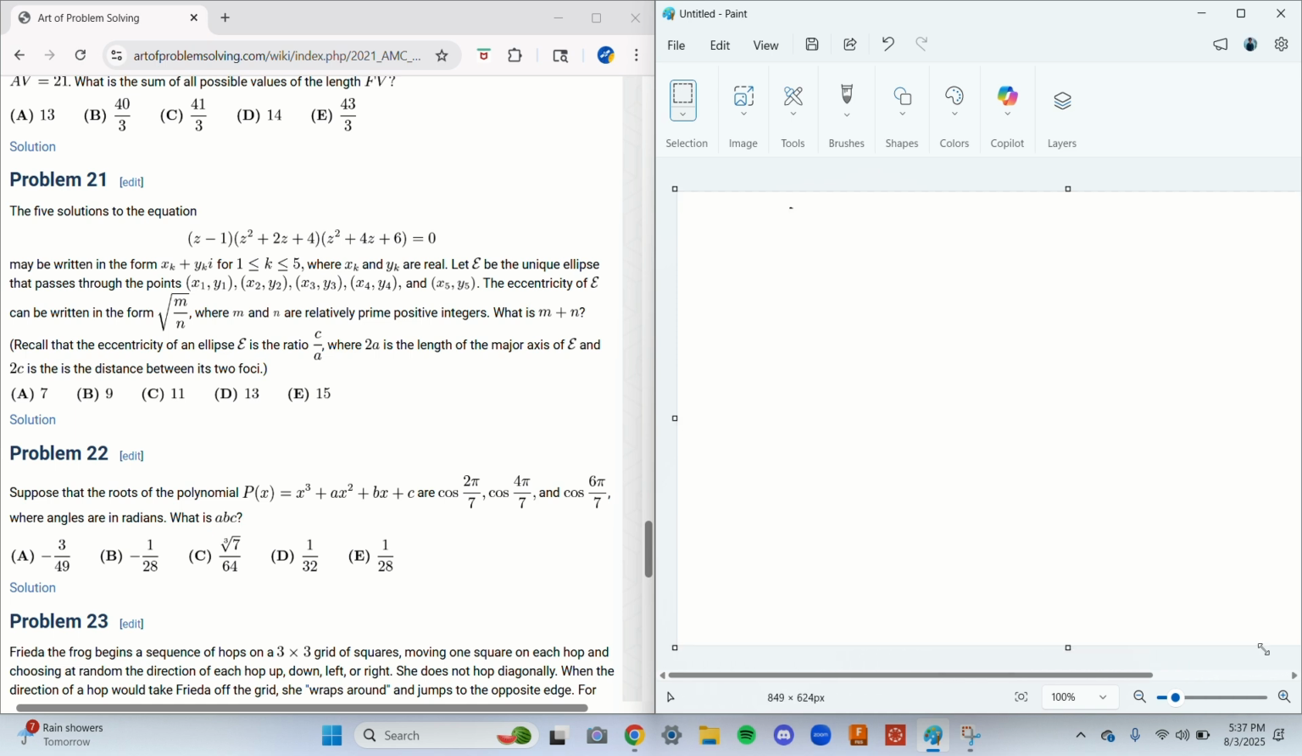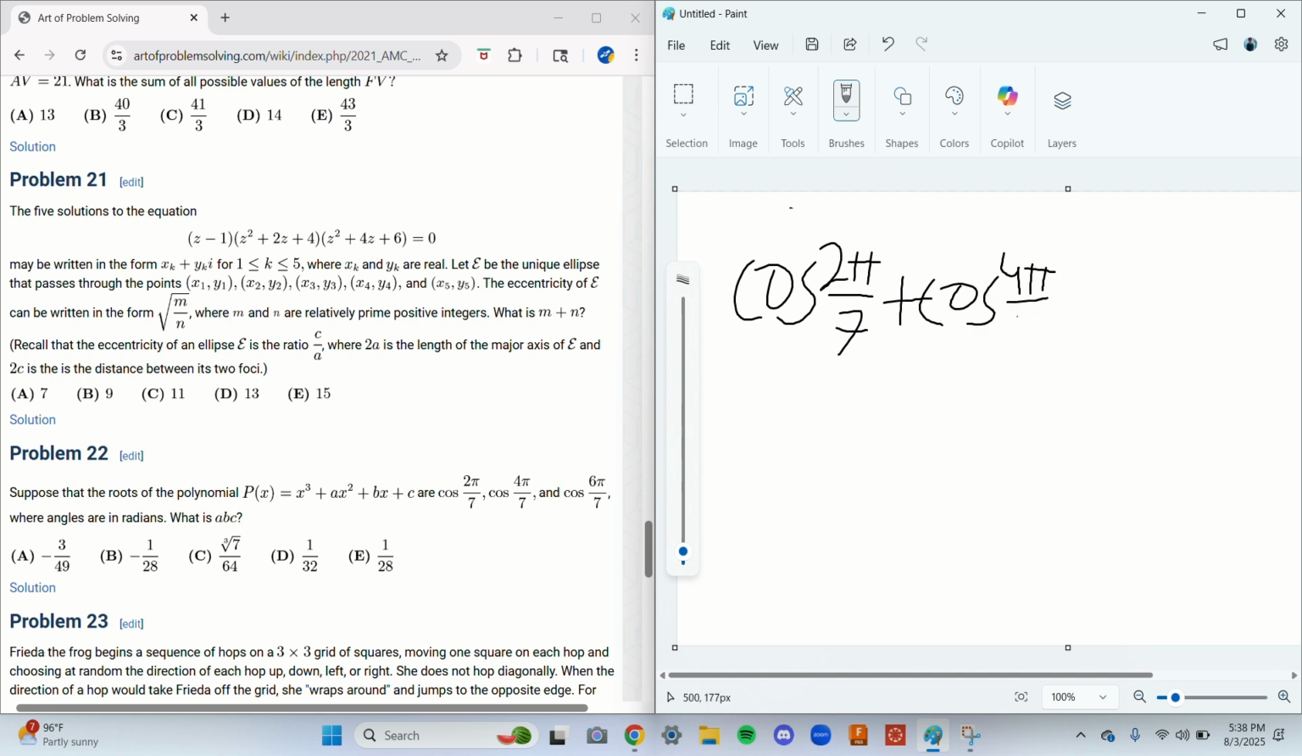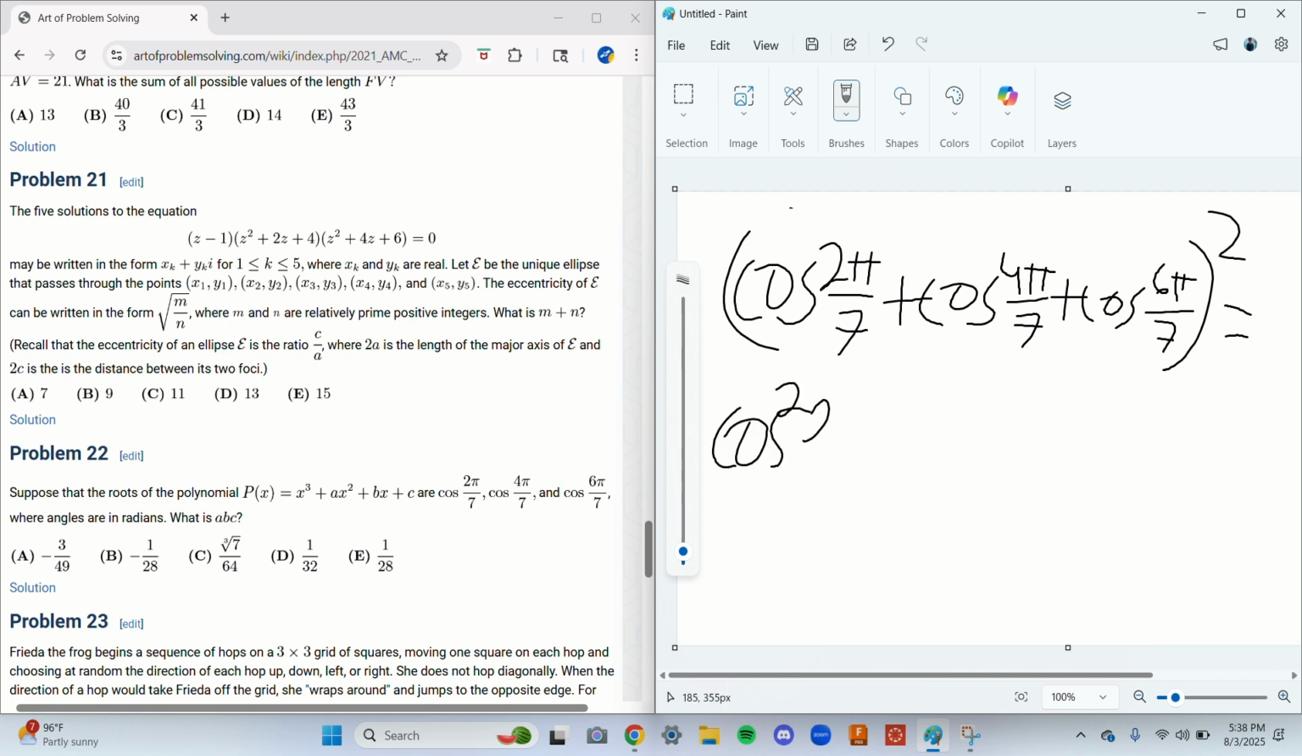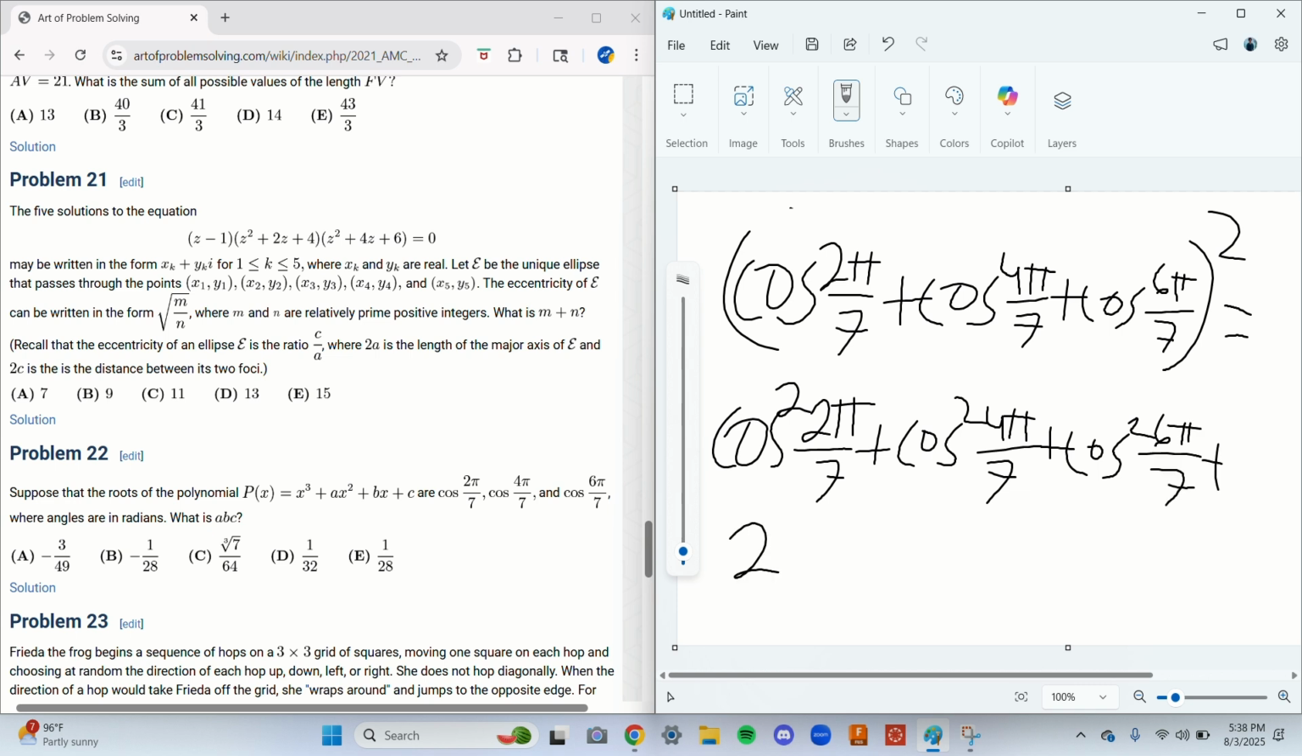So we can actually use the information we got by finding a. We know the value of a, which is the sum of all these cosines, right? So let's write out a: cosine 2 pi over 7 plus cosine 4 pi over 7 plus cosine 6 pi over 7. Now, what we can do is square this expression. Since we know the value of a, this whole thing is 1/4. But this is also equal to cosine squared 2 pi over 7 plus cosine squared 4 pi over 7 plus cosine squared 6 pi over 7 plus 2b, because b is just the product of the pairs. And this is equal to 1/4.